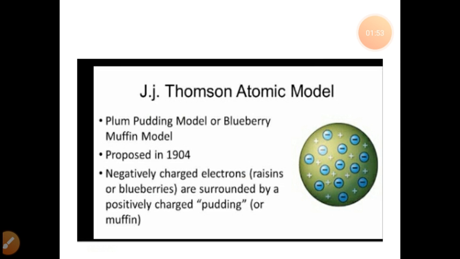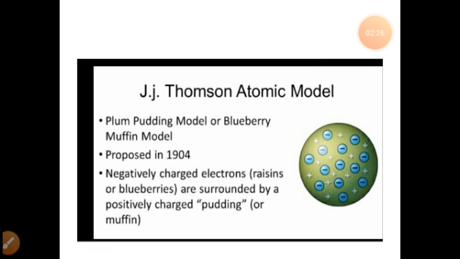Sir J.J. Thomson first proposed the model of structure of atom. So let us look into this slide. Plum pudding model or blueberry muffin model. It was proposed in 1904. Negatively charged electrons are surrounded by a positively charged pudding. Thomson proposed that an atom consists of a positively charged sphere and the electrons are embedded in it. The negative and positive charges are equal in magnitude, so the atom as a whole is electrically neutral.